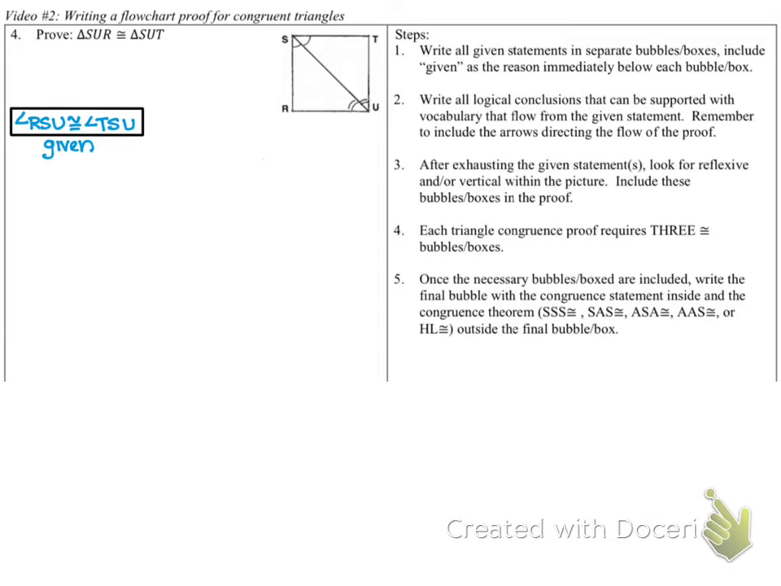So here we start building our proof. Inside the box is the congruence statement or the given, whatever it is that you have from the proof, and then your reason goes outside of the box. Okay, that covers the blue angle where the S's are located. And I cannot call it angle S because there's too many angle S's to choose from.